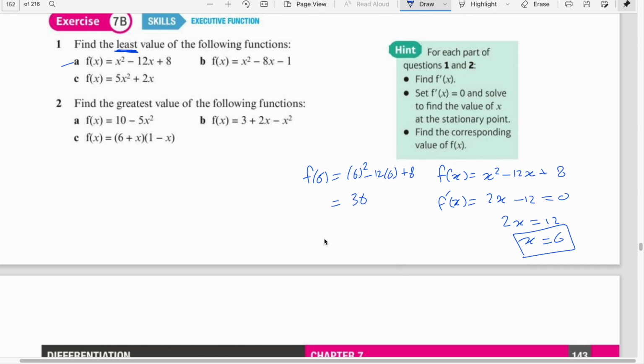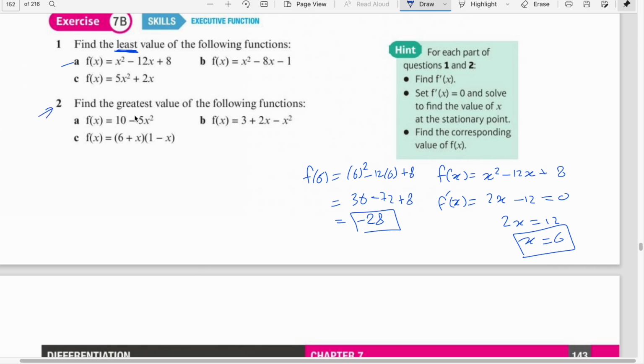36, minus 72 plus 8. So 36 minus 72 plus 8 is minus 28. So the least value is negative 28.